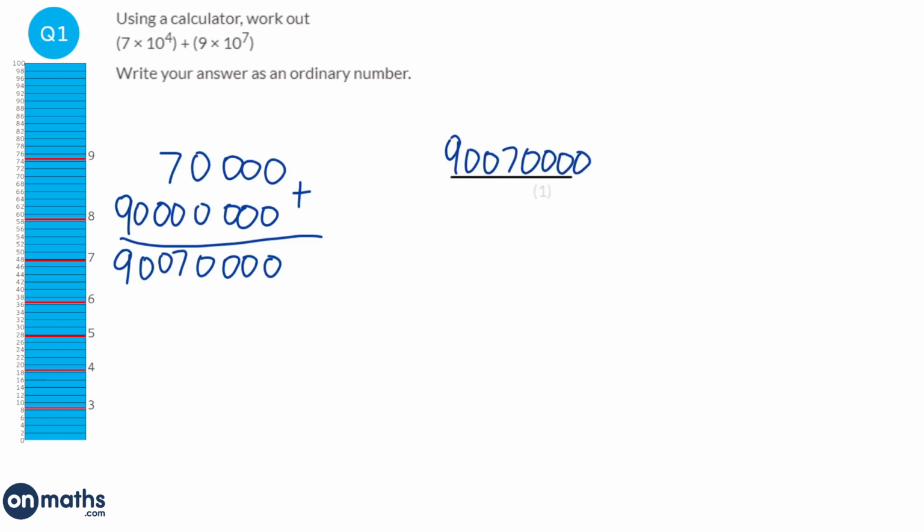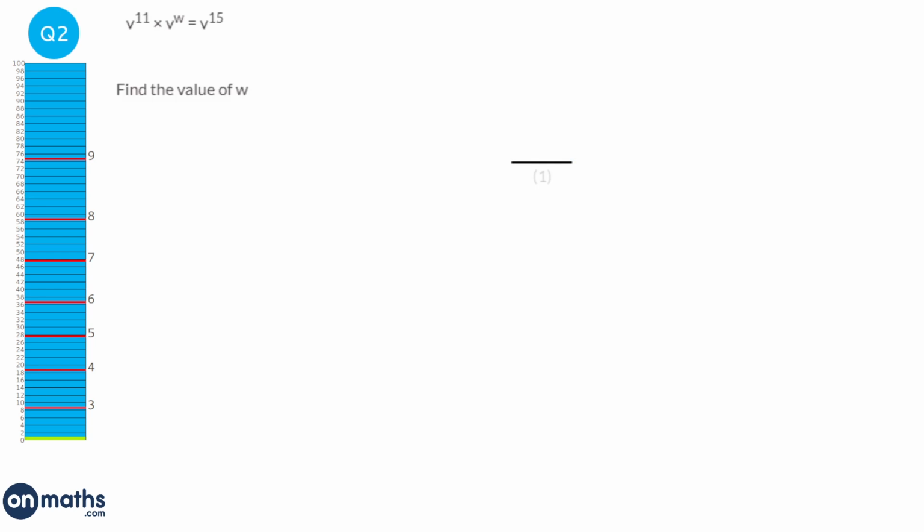Some people think there's a quick way of doing this, like adding the 7 and the 9. There isn't. You've just got to work out what this number is, work out what this number is, and add them together. We know that when you multiply powers with the same base, and here we've got all these as base v, you add the powers. So we're actually looking at what do we add to 11, which is this one here, to get to the 15. 11 plus 4 is 15. So W therefore equals 4.